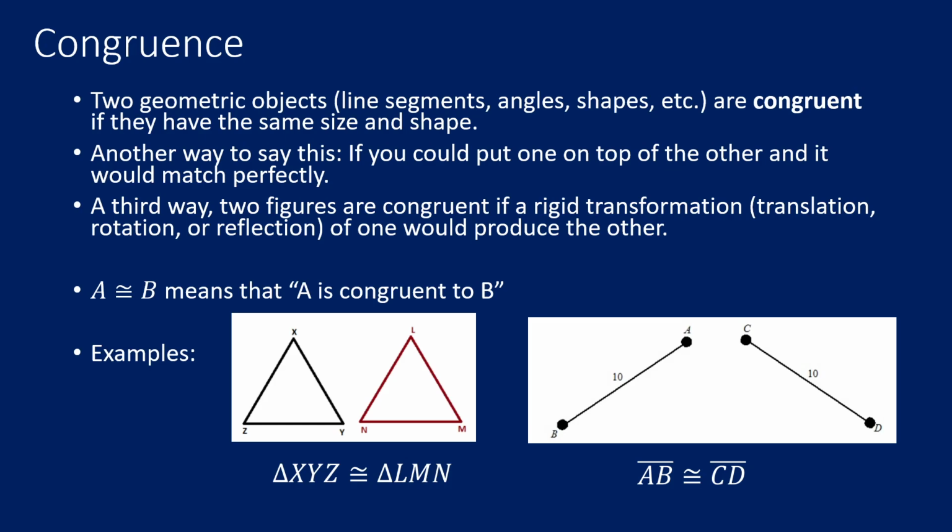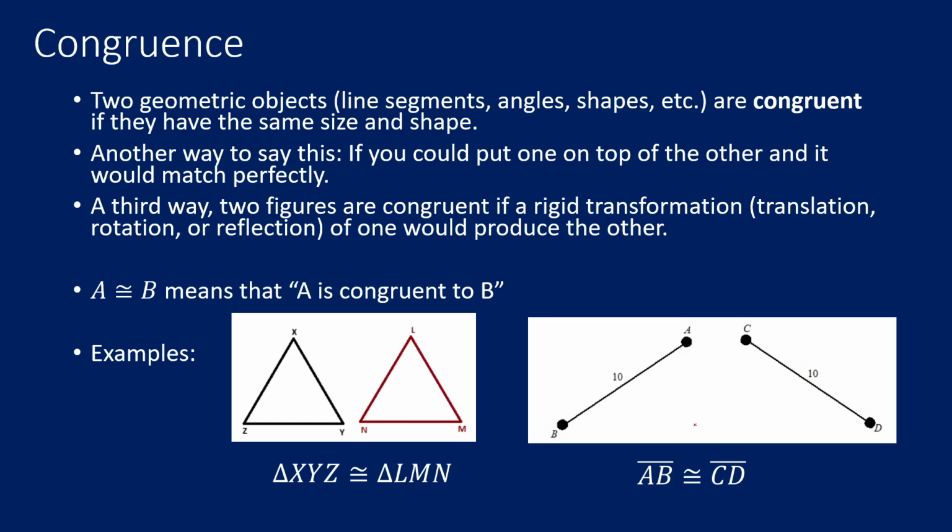Connecting it back to what we did last unit, if you can translate something or rotate it or reflect it, and eventually you can get it to line up with the other picture, that would mean they are congruent. So they don't necessarily have to be oriented the same way. For instance, these line segments are the same length, even though they're not in the same direction. They have different slopes, but they are still the same size in that sense.